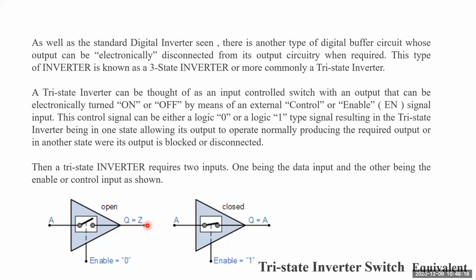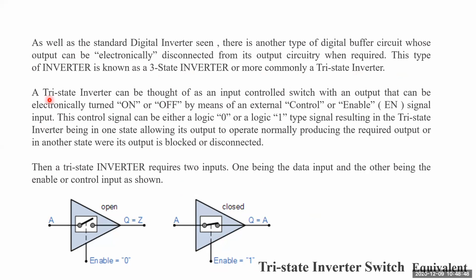High impedance means it will be totally in the high resistive state. So even if you put it in software, it will show Z as an output. Z means it is in high impedance state. So that's why Q, the output, is equal to Z. But whenever the switch is closed, it means whenever enable equal to 1, the input will be passed to the output. This type of inverter is known as a three-state inverter, or more commonly it is called a tri-state inverter.